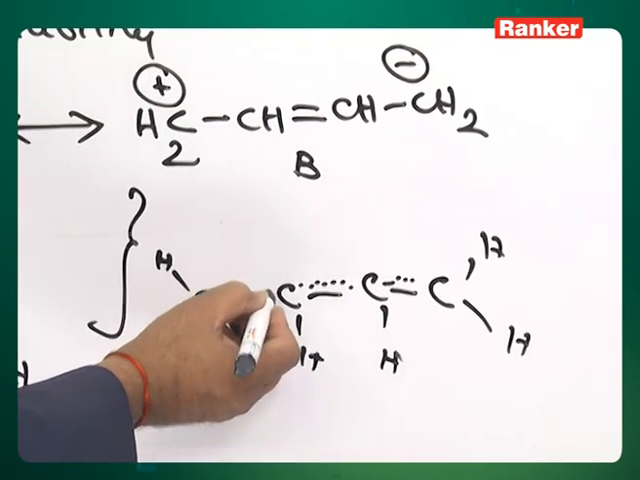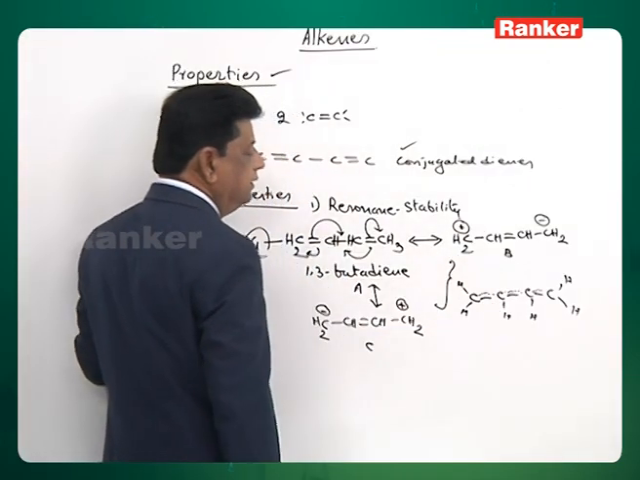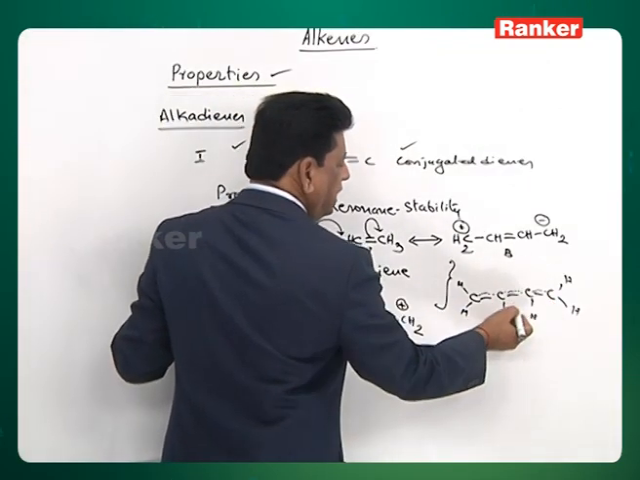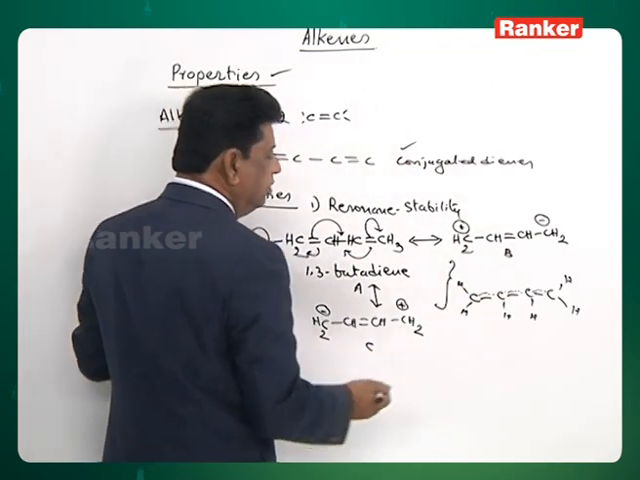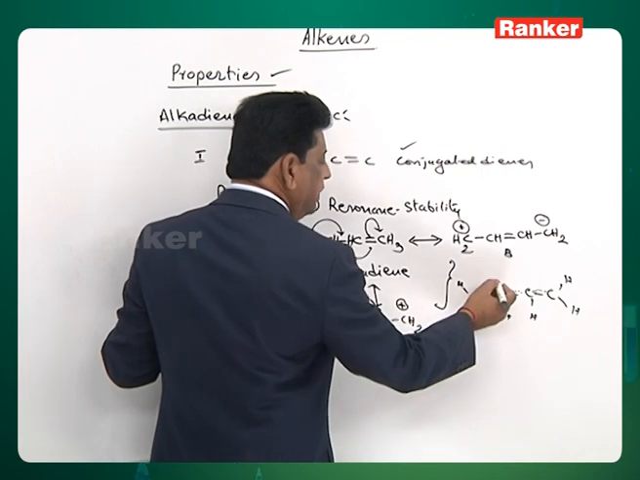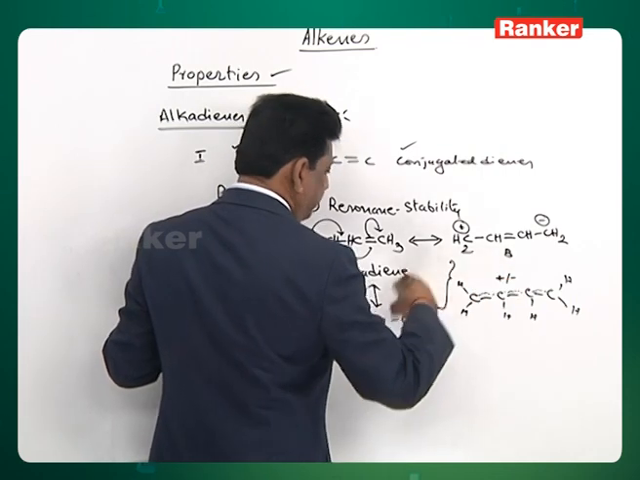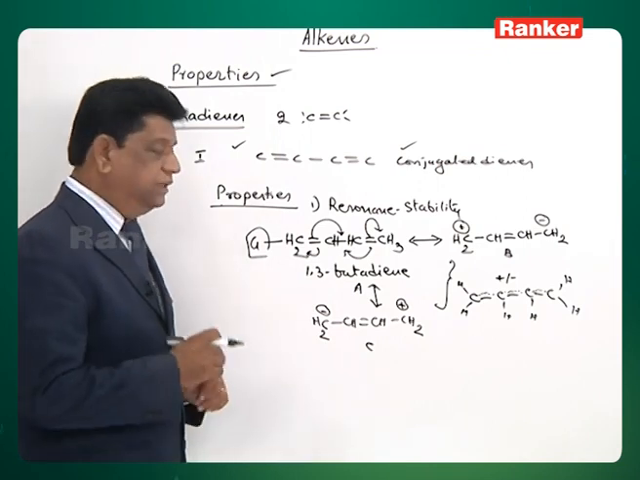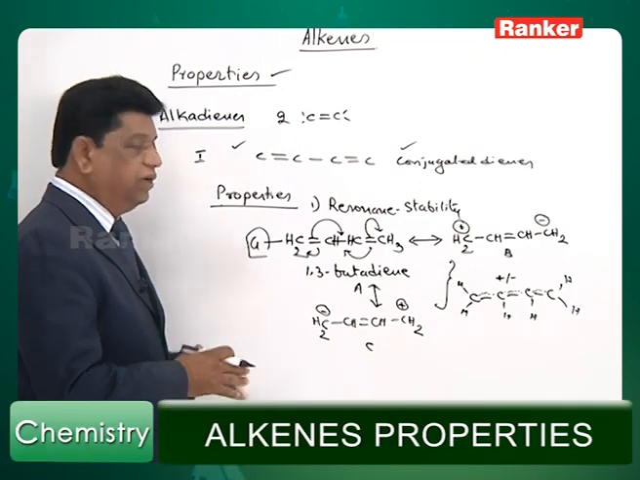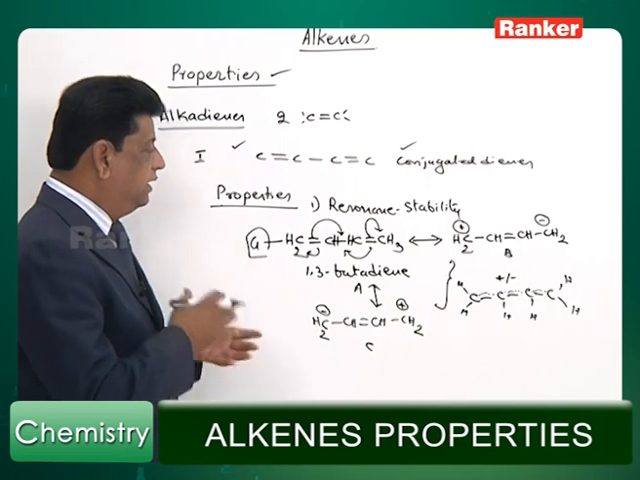So, let me write like this. This double bond is uncertain, but the rest of the hydrogens and carbons are certain. The plus and minus may go on changing from this end to that end. So, this is called what? Resonance hybrid structure. The theory of resonance we can explain here.